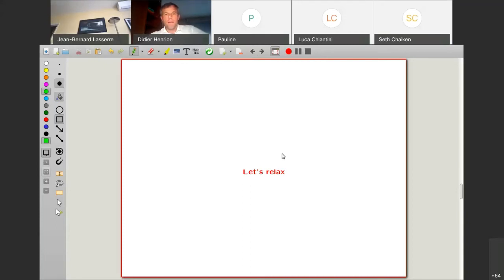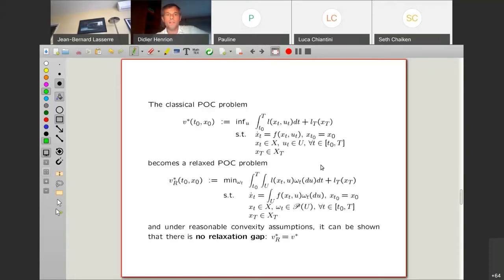So let's relax. That's the leitmotif of this series of lectures. Instead of considering a classical POC problem with classical functions u of time, we consider a relaxed POC problem with infimum replaced by a minimum, and the argument here, instead of a function, becomes a relaxed control, a probability measure on the control set depending on time.